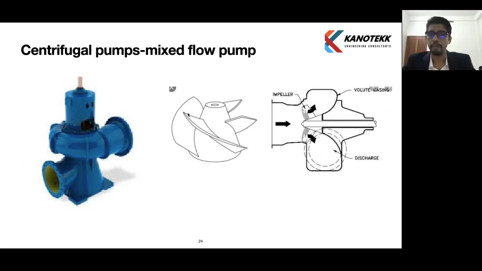This is a diagram of a mixed flow pump, which we already discussed.